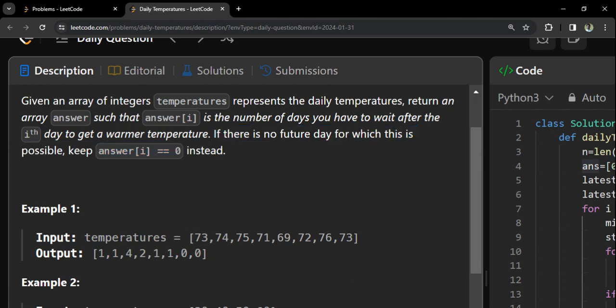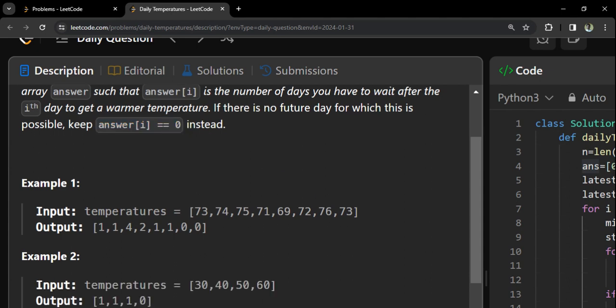So can you quickly tell me where this case is very obvious? Obviously, when we talk about the last day. For example, this particular day, where the temperature is 73, obviously there will never be a day for which we will have a temperature higher than this after this day, because it's the last day, right? So obviously the last answer, this is the last index of our answer, will always be zero. So this is a very obvious case.